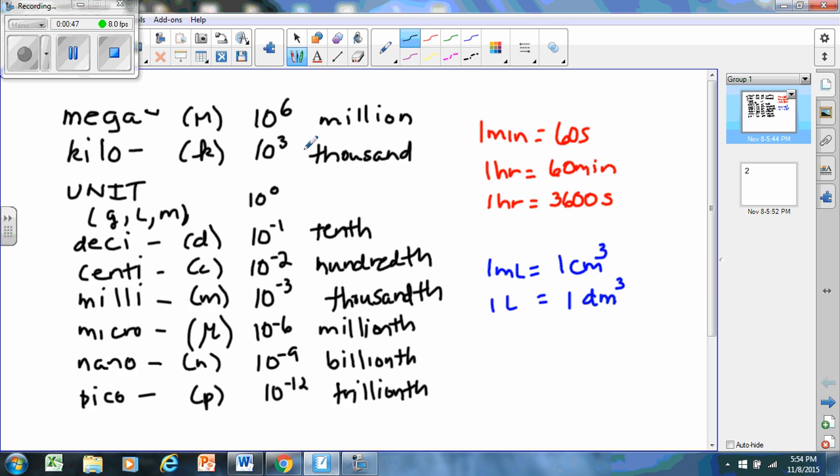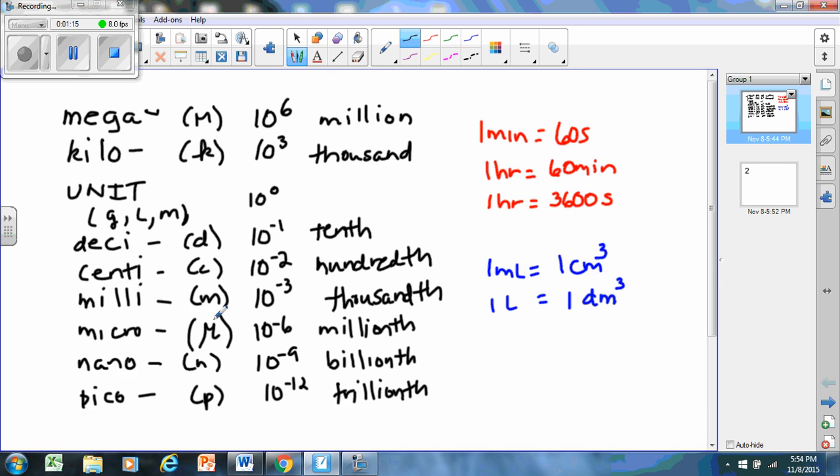Kilo means 1,000. So if you have a kilogram, it means 1,000 grams. If you have a kilometer, it means 1,000 meters. Milli means thousandth. So if you have a millimeter, it actually means 1,000th of a meter. If you have a milliliter, it means 1,000th of a liter. And so here are the prefixes: mega, kilo, deci, centi, milli, micro, nano, pico.